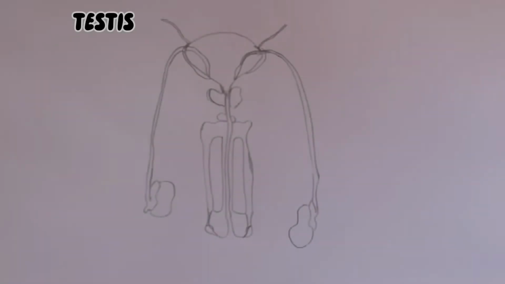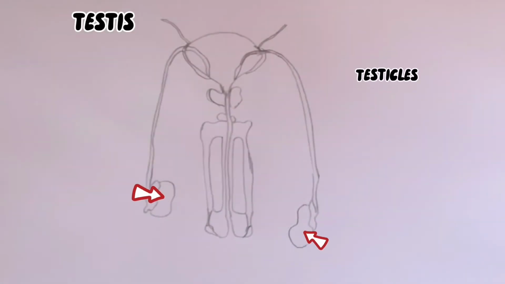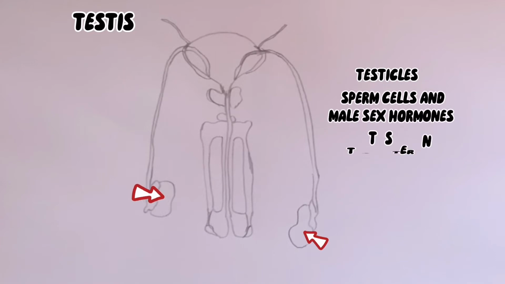The functions of the different parts of the male reproductive system. Here is the testis. The testis is also called the testicles. The testis is a gland that produces sperm cells and male sex hormones. The male sex hormone is what we call testosterone.